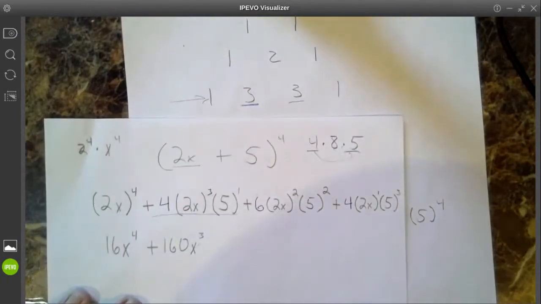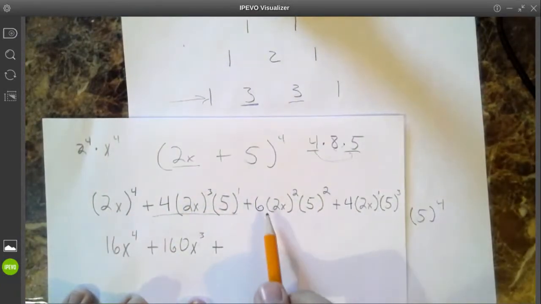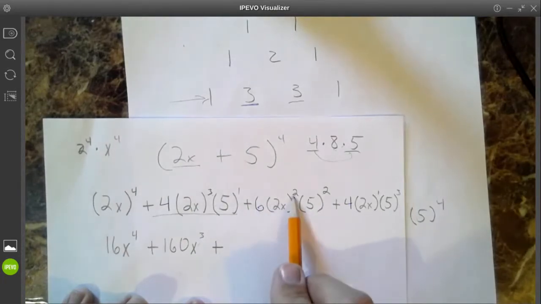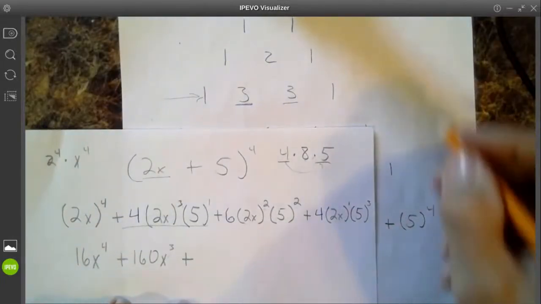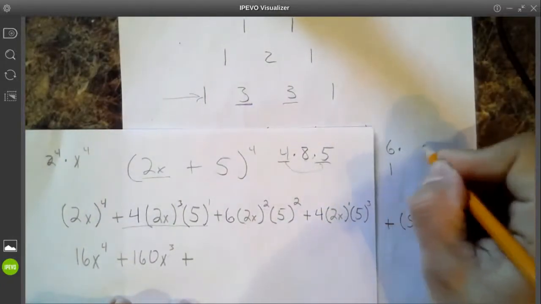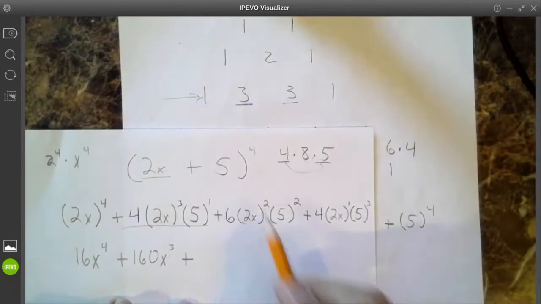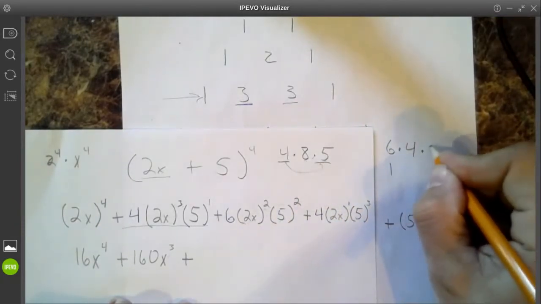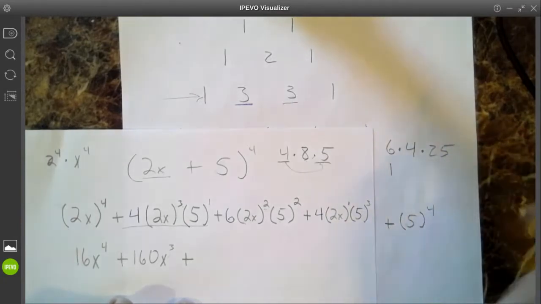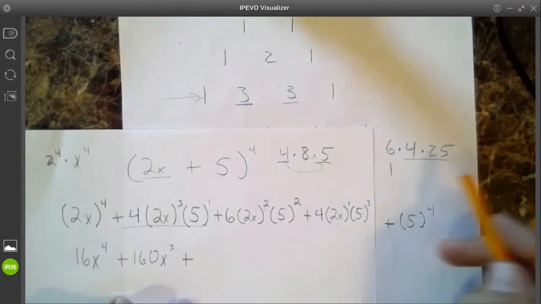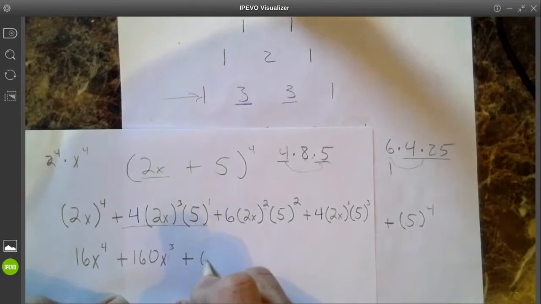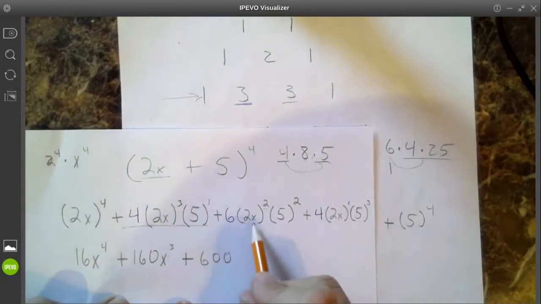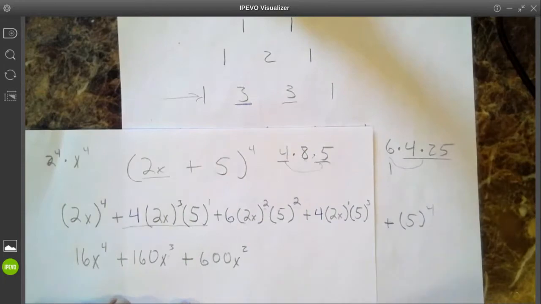Okay, and then next, we're going to have 6 times 2 to the second times 5 to the second. Okay, so we've got 2 to the second is equal to 4. That's that part. And then 5 to the second is equal to 25. All right, 4 times 25 is 100. And then 100 times 6. So we get 600. And then our x's, we got x squared of them. We got 2 of those.